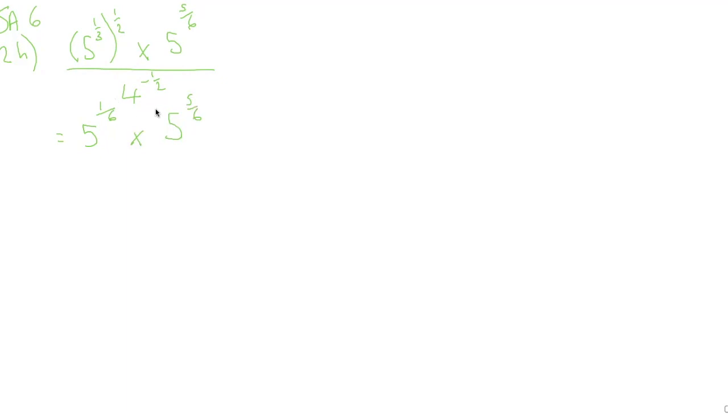Now I've got this down the bottom. So 4 to the power of -1/2 means it's in the wrong place. So I'm going to bring it up to the top as a positive power. And now I have nothing left on the bottom of my fraction. So that makes life a bit easier. Now remember, same base numbers, we're adding the powers together because we're multiplying.